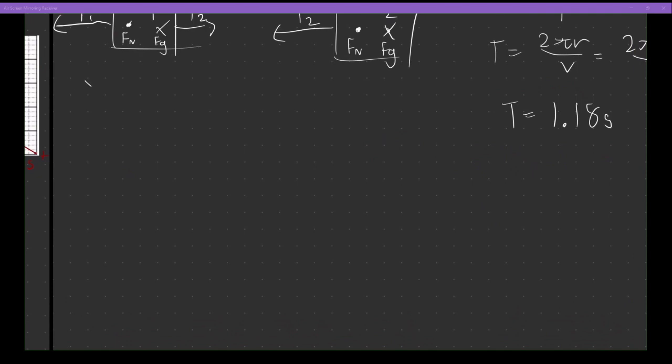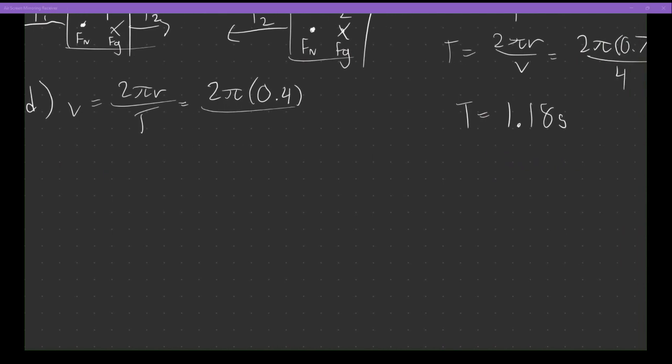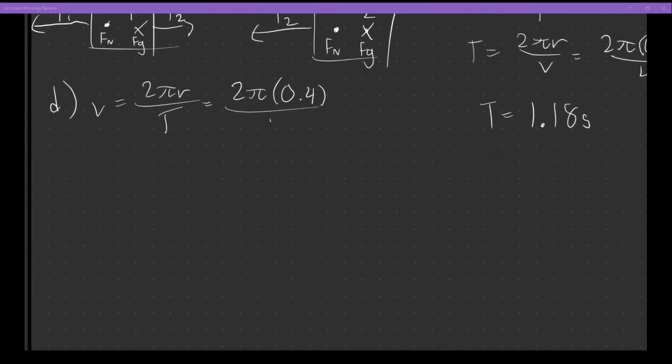Part D asks for the tangential speed, so now I can just set it up again. V equals circumference, 2 pi r over time, t. So now I would use the inner circumference. This is the inner block now. So the radius for the inner block is 0.4. And then the time, since the blocks are connected to each other, they should have the same period. So it's just 1.18. Putting that into a calculator, V should be 2.13 meters per second.